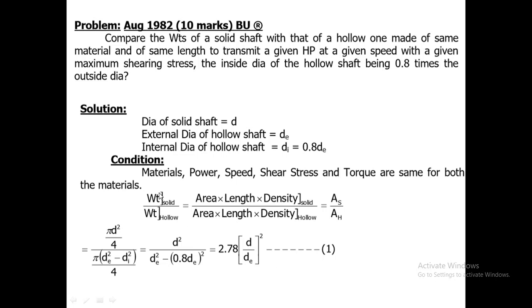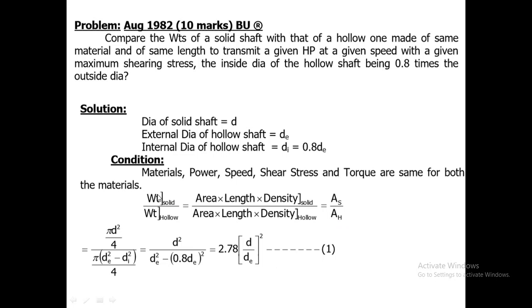So we'll take the area, length and density of the solid shaft, and area, length, density of the hollow shaft. The cross-sectional area of the solid shaft will be different from the hollow shaft. Length, anyway, it is told that it is the same, so this will get cancelled. Since the metal is the same, density of the hollow shaft and the solid shaft will be the same, so it will get cancelled. So we are remaining with only the areas of the solid shaft and the hollow shaft.